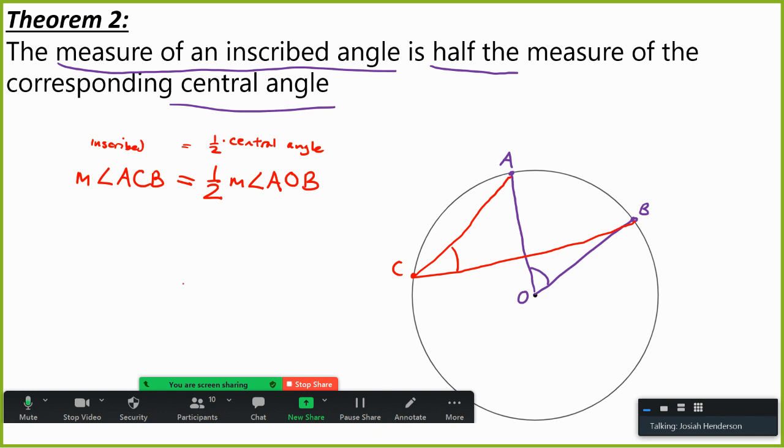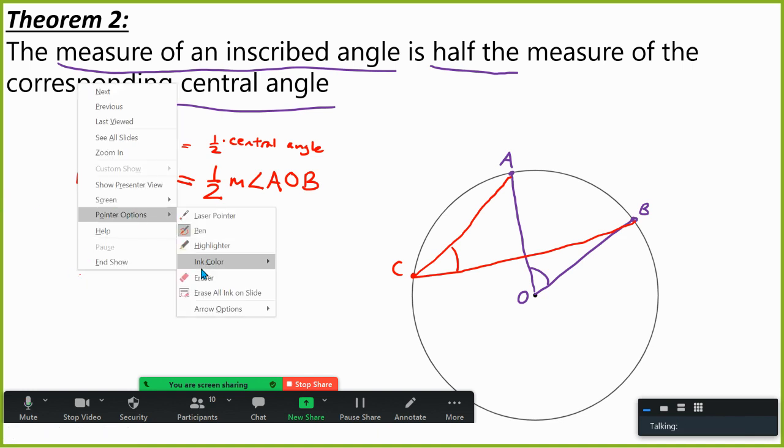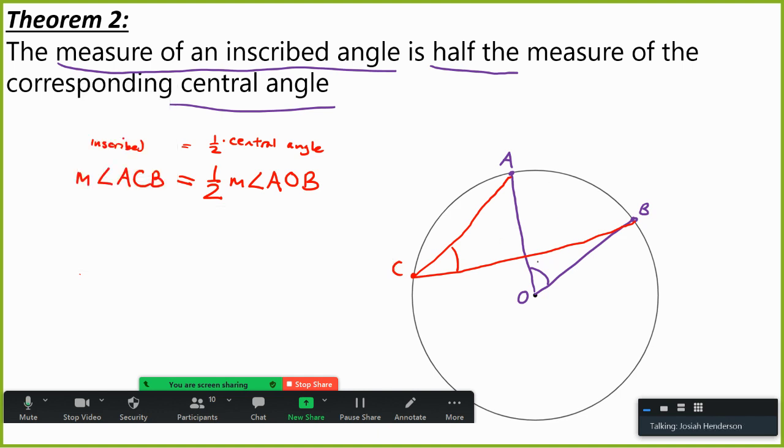So let's just say we knew AOB. Let's say we knew that that had a measure of 50 degrees. So if AOB was 50 degrees, and I wanted to find the inscribed angle measure ACB, I can plug them into this formula we've created from this theorem. So the measure of angle ACB, that's the inscribed, is half of the central AOB, and we know that is 50. So half times 50, 50 divided by 2, that means the inscribed angle is 25 degrees.